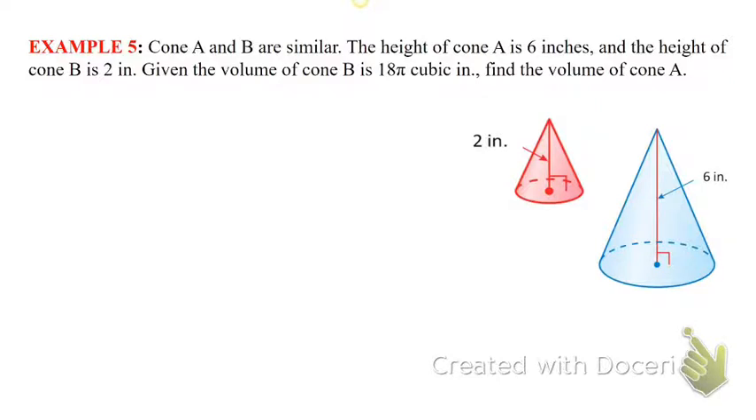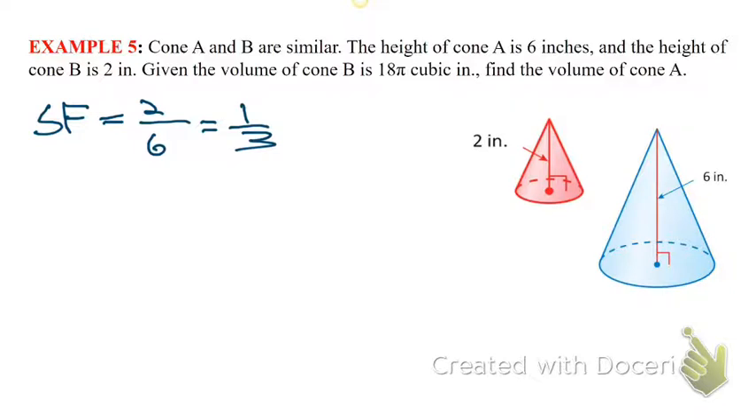Well, we're going to start by first figuring out the scale factor. The little red one, which is cone B, has a 2-inch height, and the blue one, which is cone A, has a 6-inch height. So our scale factor is going to be 2 to 6, which is 1 to 3.